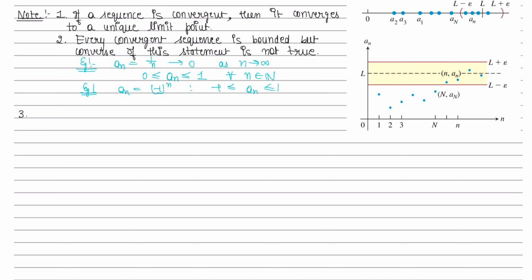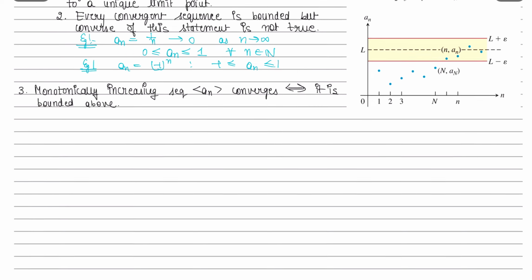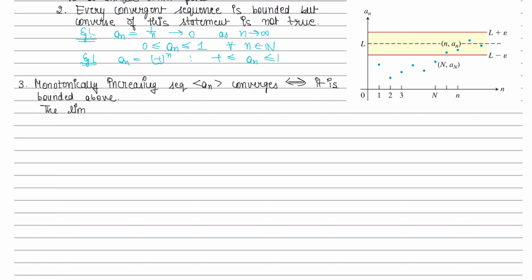Third result, a monotonically increasing sequence an converges if and only if it is bounded above. Further, the limit of an, when it converges, is the least upper bound of the given sequence.